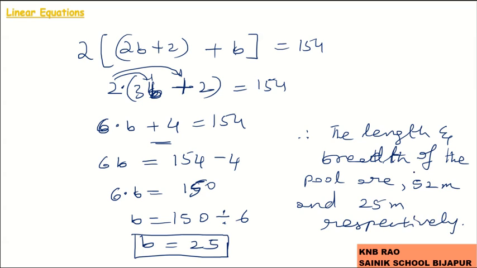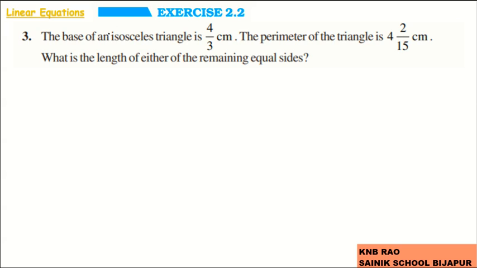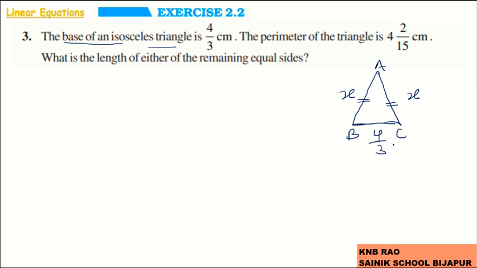Now, coming to question number 3. In question number 3, the base of an isosceles triangle. In an isosceles triangle, we have these two sides being equal. Let us say those two sides are x, and this is the base. So, BC is base, AB equal to AC are equal sides, and that base BC is 4 by 3 centimeter.